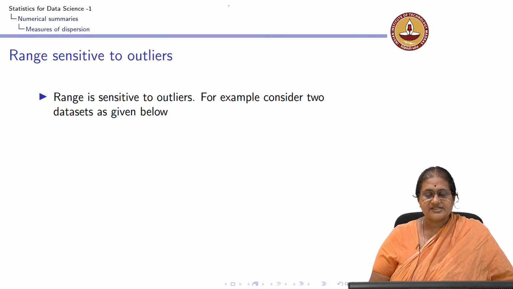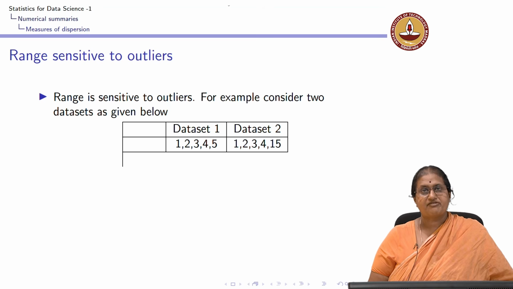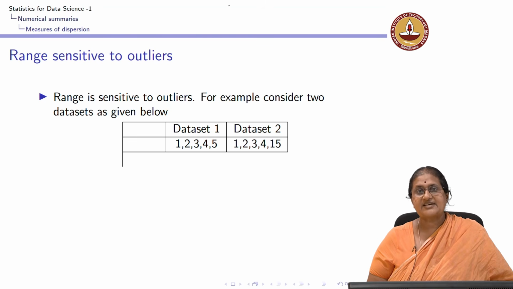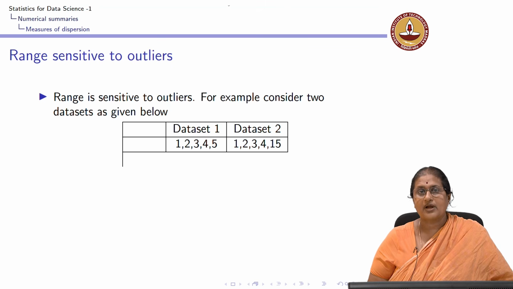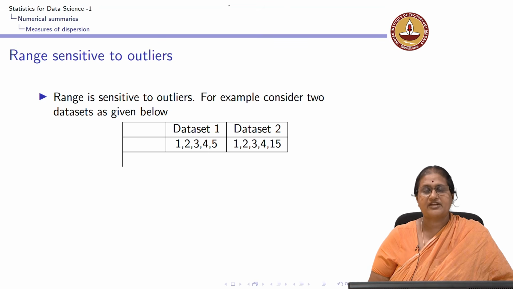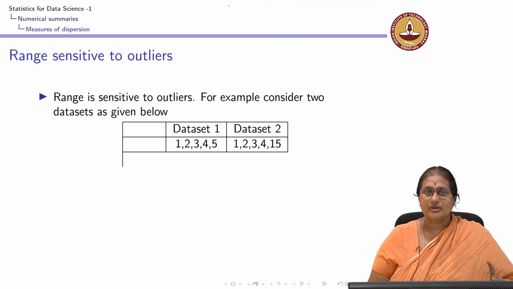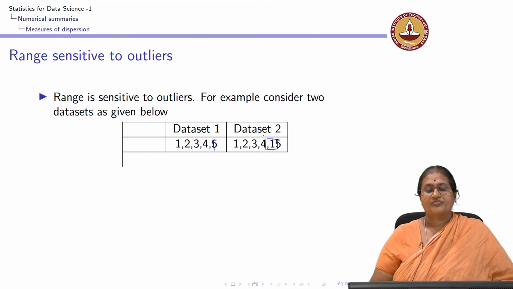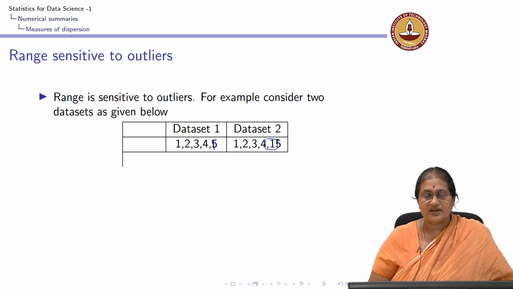Now again consider the two data sets. The first data set is just 1, 2, 3, 4, 5 and the second data set is 1, 2, 3, 4 and 15. These two data sets differ from each other only in one observation, namely I have a 5 here whereas I have a 15 here.